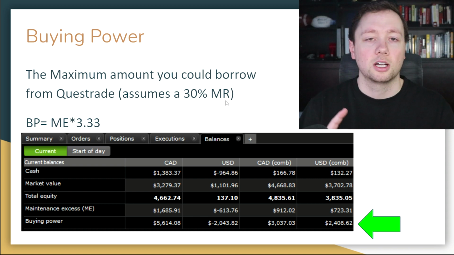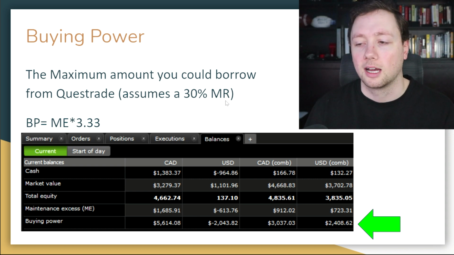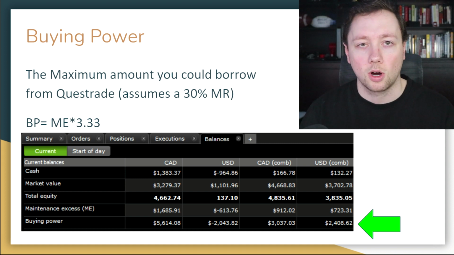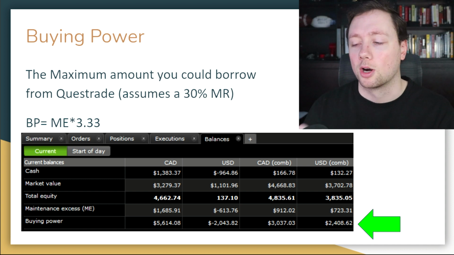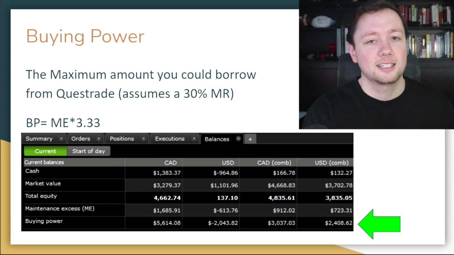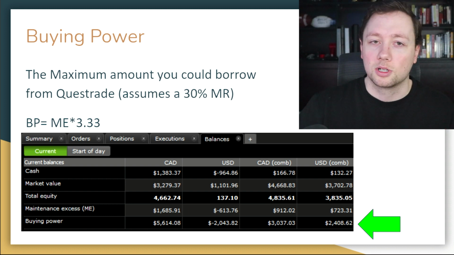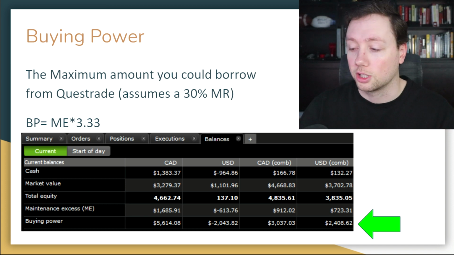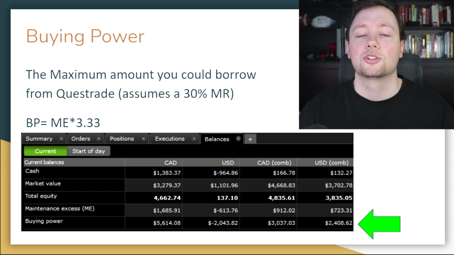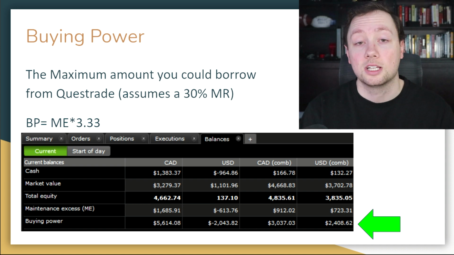Now, any of the very large cap companies or any of the ETFs will have a 30% margin requirement. However, if you're trading penny stocks or psychedelic stocks or drone companies, they're probably going to have a 50, 80, or even 100% margin requirement, meaning that if you invest into those companies, Questrade is not going to extend you any margin. So you have to keep that in mind and make sure that if you're looking to do this on margin, you understand the margin requirement of the securities that you are going to be holding.